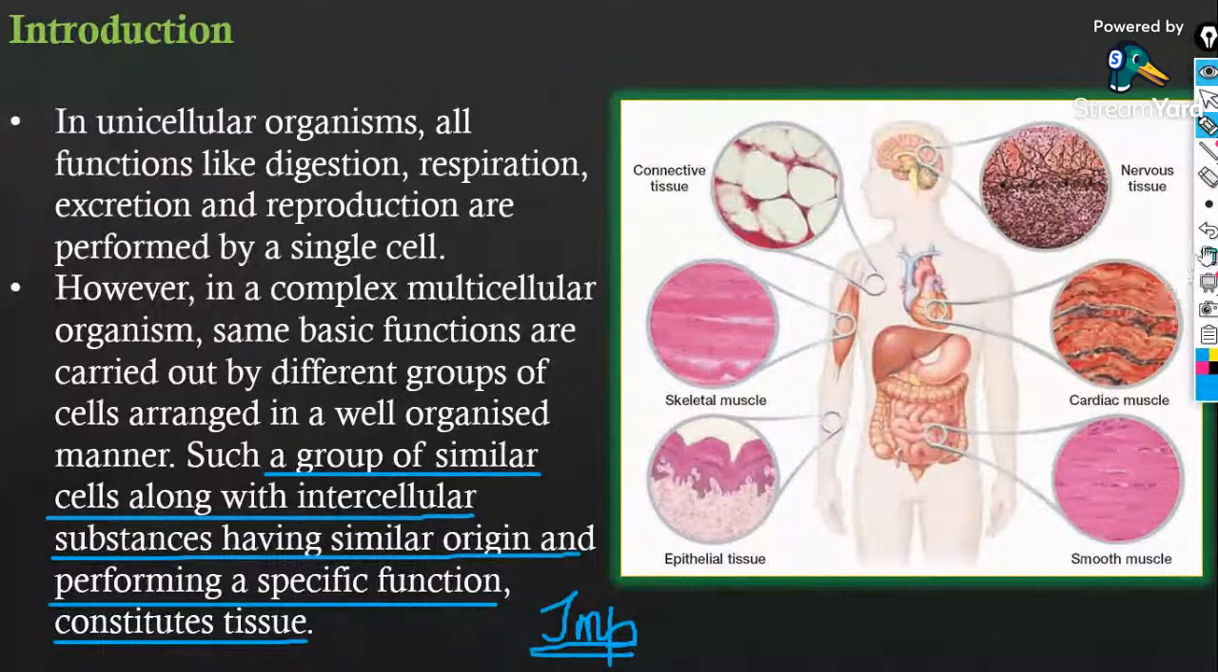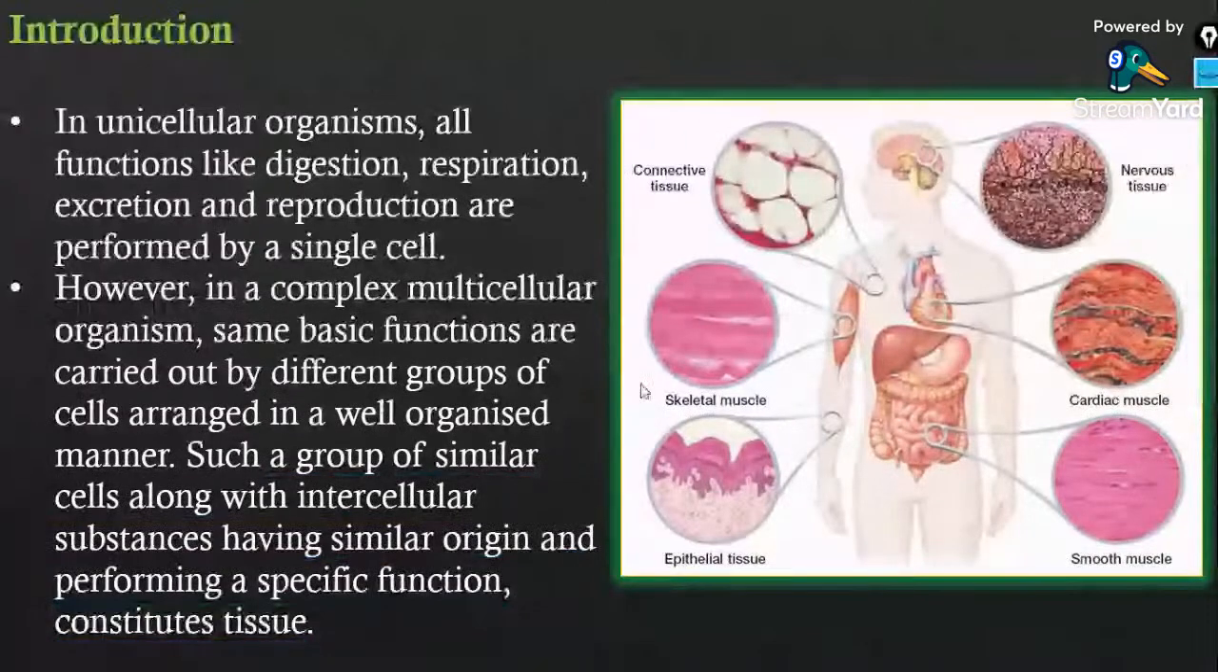So a cell is a basic structural and functional unit of life, whereas a tissue is a group of cells performing a similar function. Is it clear for everybody watching the class? Yes, thank you so much.